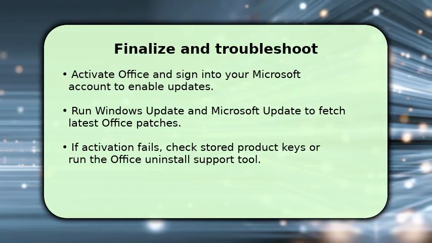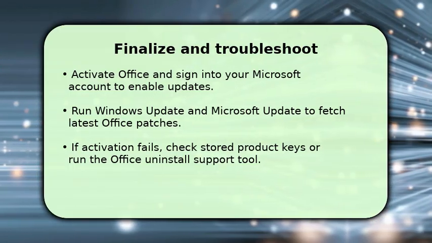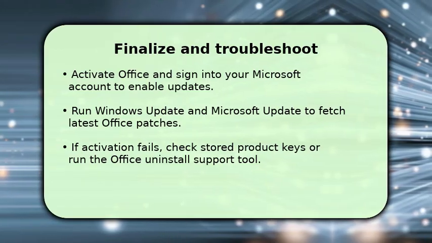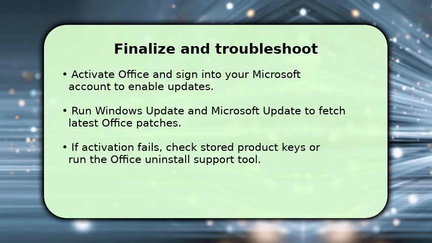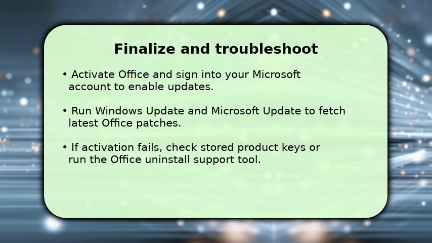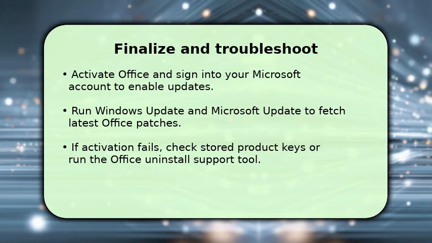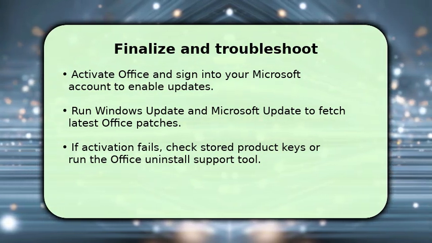If something goes wrong, first reboot and try activation again. If activation still fails, remove old product keys, uninstall residual Office 2010 components, or run the Microsoft Support and Recovery Assistant. That tool often resolves activation errors and incomplete installs, so you can return to full Excel functionality.